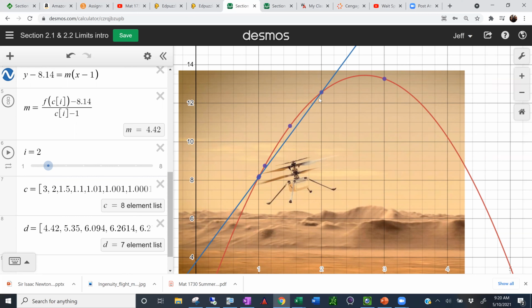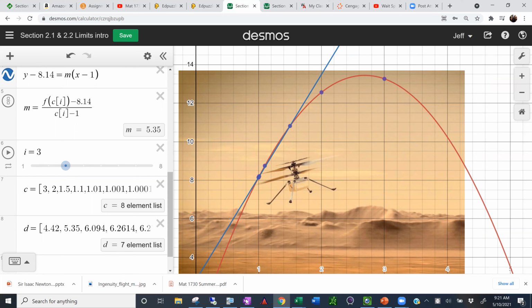But now we're going to bring that closer. We're going to bring that to this point. So dial it up to i equals 3. And now our rate of change is steeper, right? It's 5.35 meters per second. And we're going to continue to get closer and closer and closer.